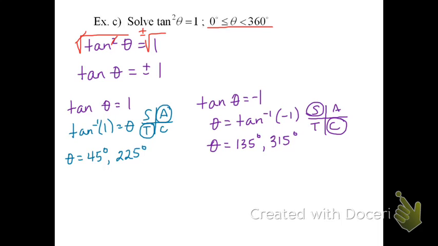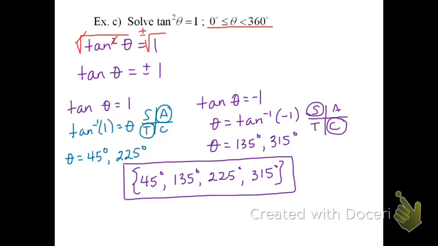So putting this in nice solution set notation, I'm going to put my angles in numerical order from least to greatest. And here are our solutions.